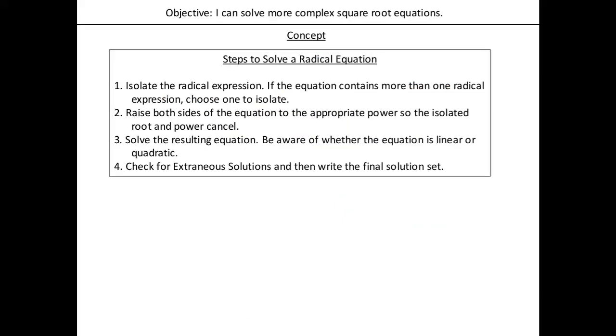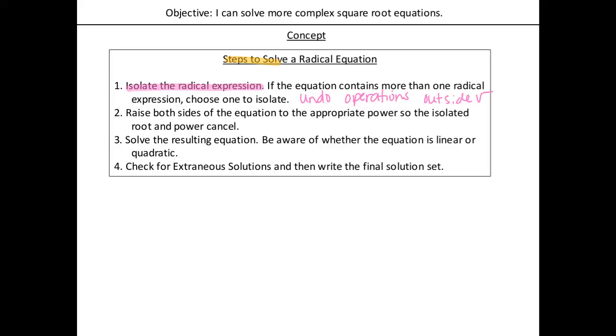All right, then we also have this concept slide. Steps to solve the radical equation. We saw the first step is to isolate the radical expression. But basically that means we are going to undo, let me color coordinate this, isolate the radical expression basically means we undo operations outside the square root. That's the first thing we do.